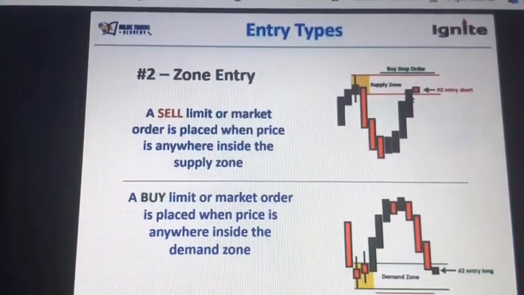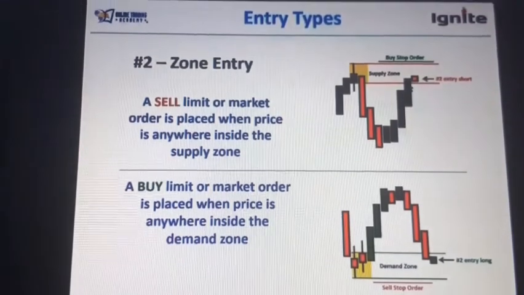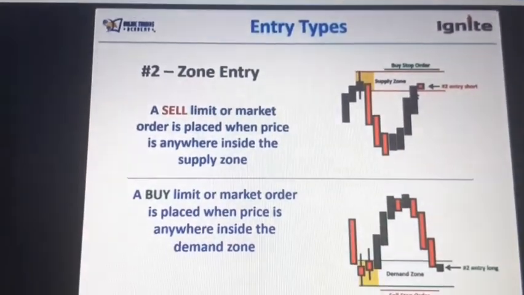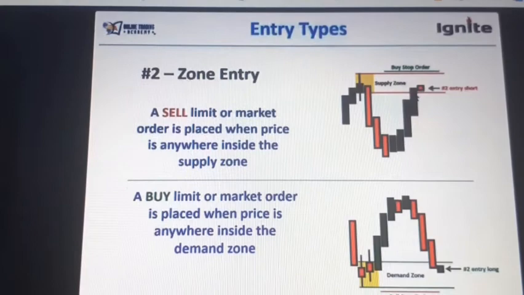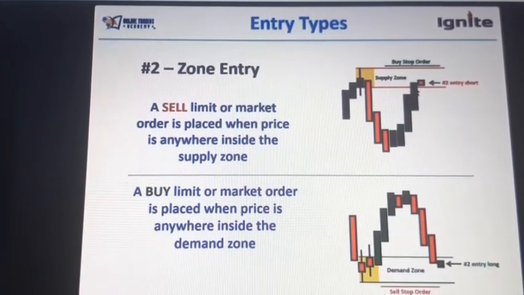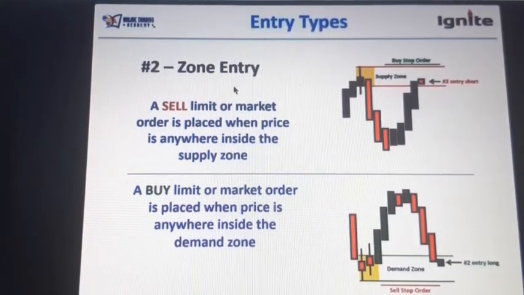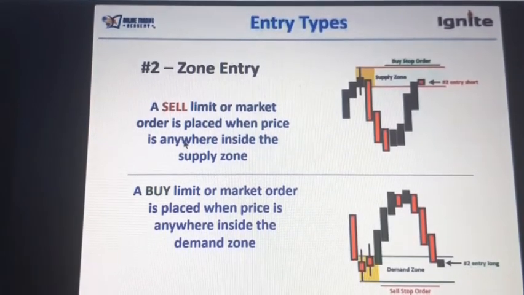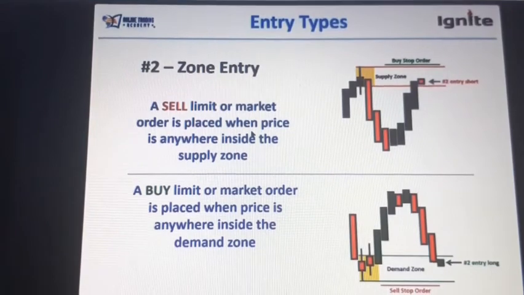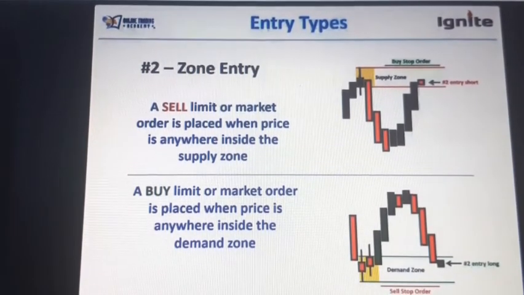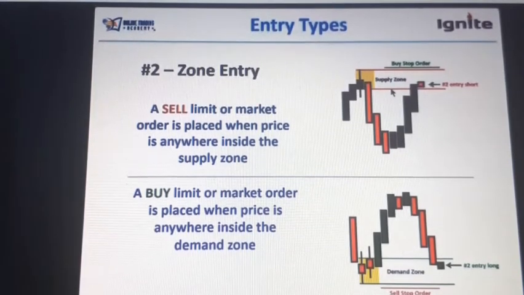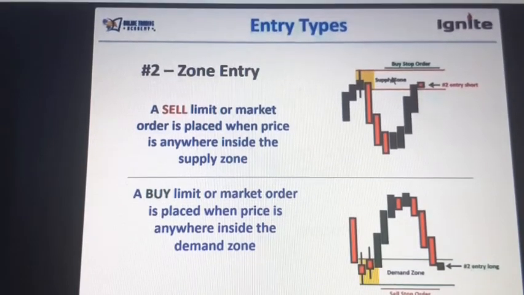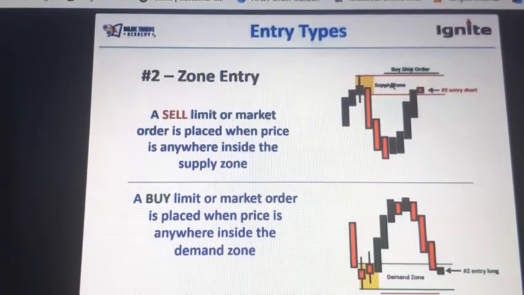Okay. So second is your type 2 entry, or a zone entry. In a zone entry, a sell limit or market order is placed when price is anywhere inside the supply zone. So a zone entry is taken anywhere inside the zone. You can take anywhere between this proximal and this distal line. You can take anywhere inside the zone.